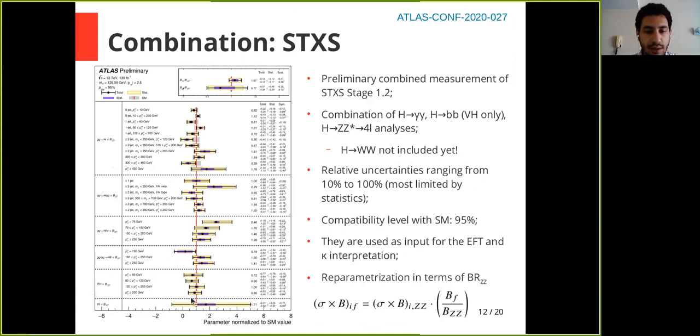As you can see from the plot, the relative uncertainties are mostly statistically dominated, where in some cases they reach up to 100% value. These STXS measurements are used as input for the various interpretations that I'm going to explain in a moment.